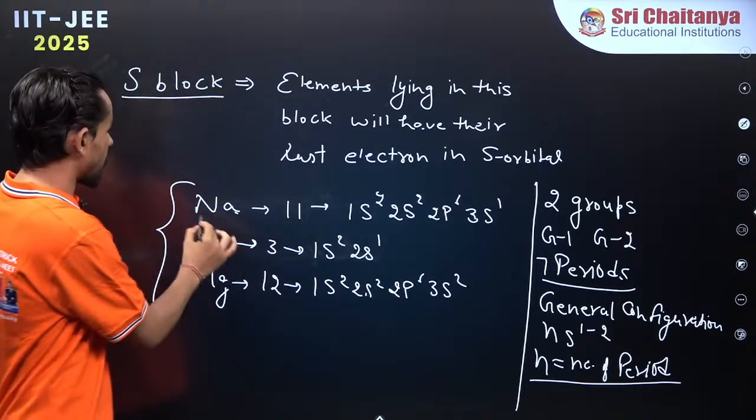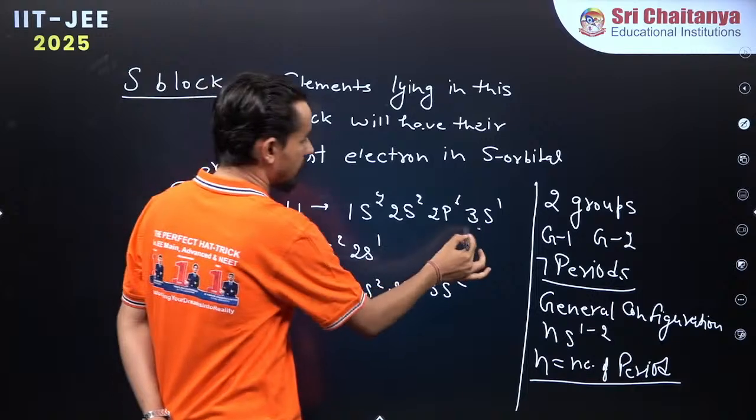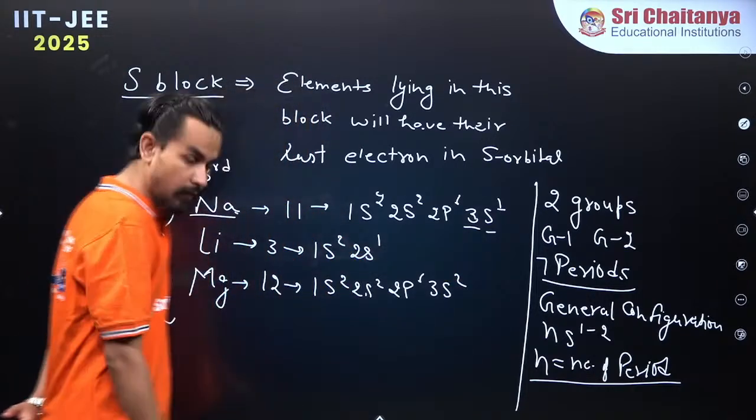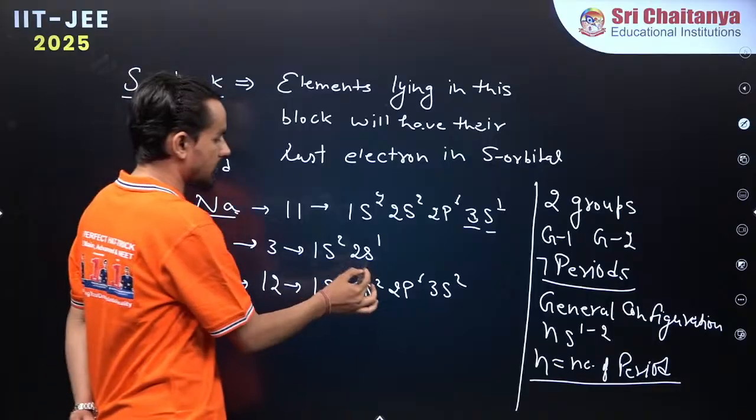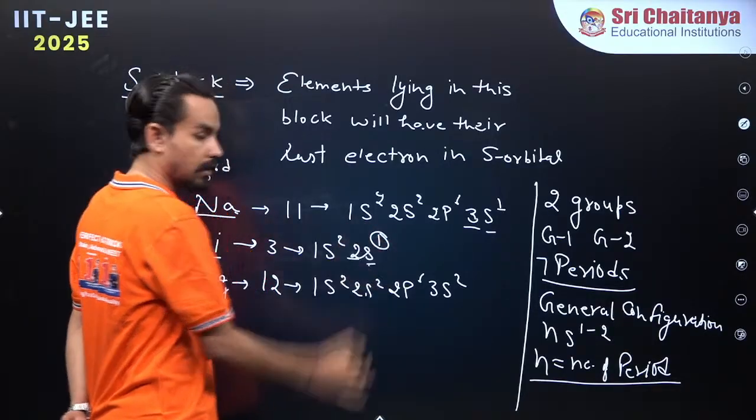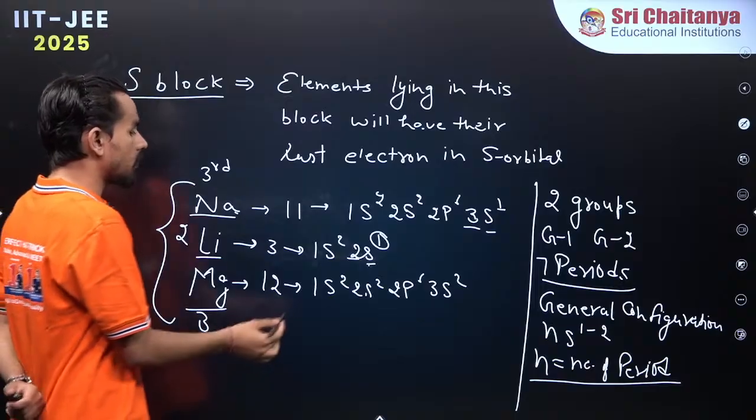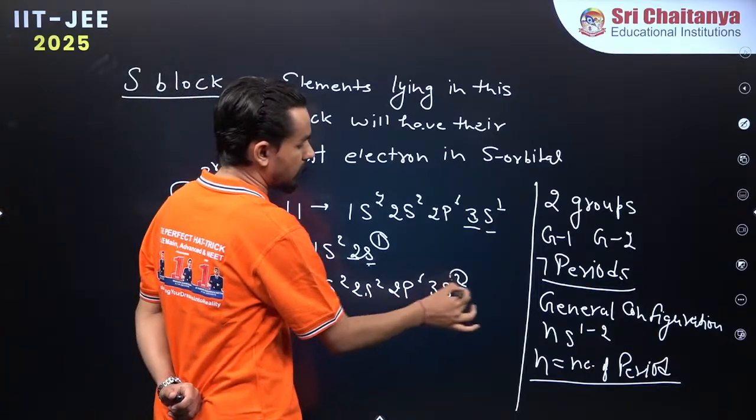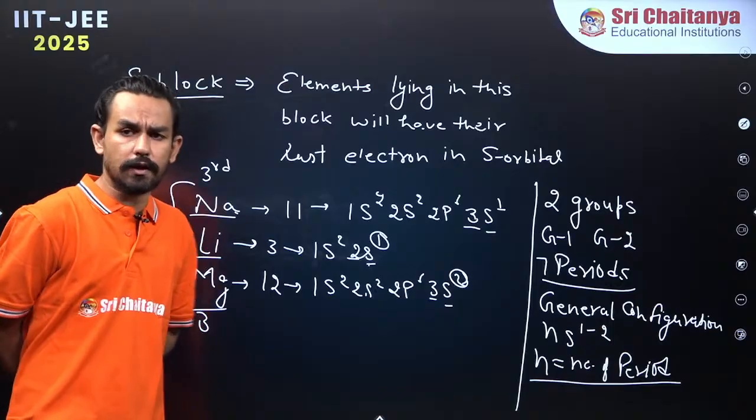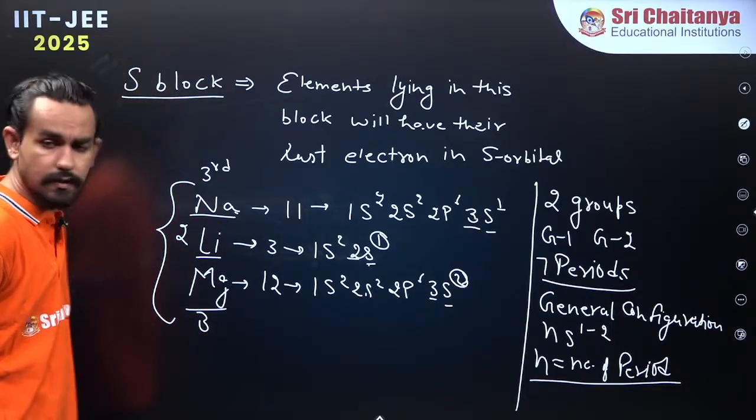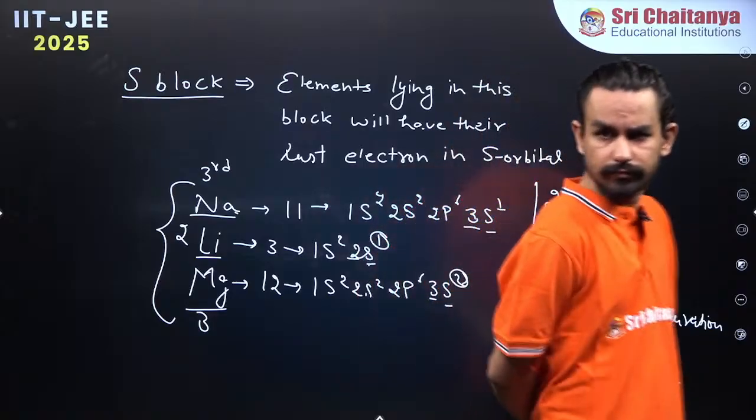Now you can see sodium is a third period element, so its 3s has 1 electron. Similarly, lithium is a second period element, so its 2s has 1 electron. Similarly, magnesium, again a third period element, has 2 electrons in 3s. This tells us what S block is. Till here I don't think there is any doubt.